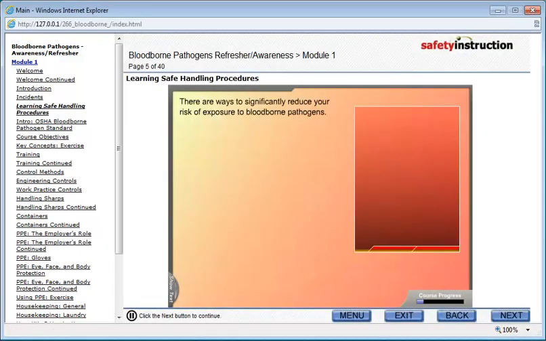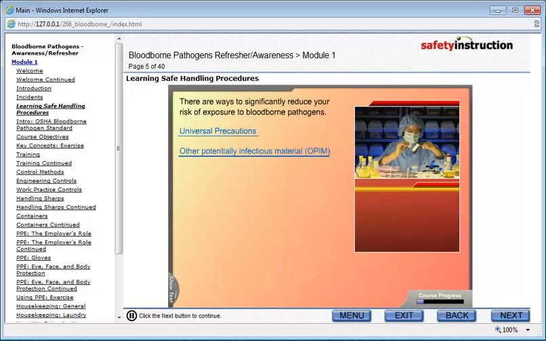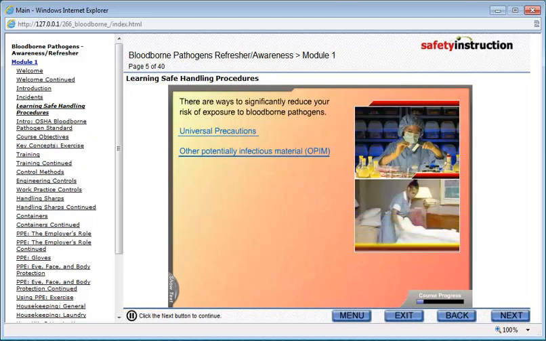It is important to know that there are ways to significantly reduce your risk of exposure to bloodborne pathogens. Universal precautions, an approach to handling blood and other potentially infectious material, OPIM, is one of the most important control strategies that you will learn about in this course.